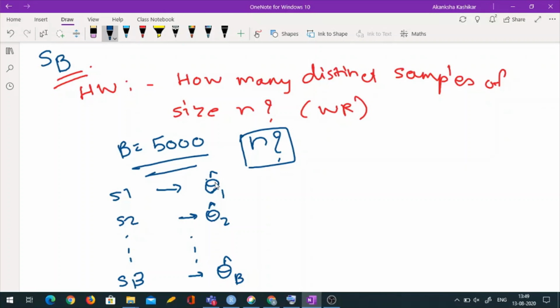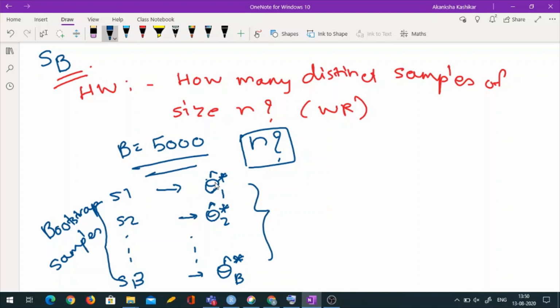So for example, if I am talking about the median of the original sample, if I want to worry about the distribution of the median of the original sample, I will compute the median of this new sample 1, median of sample 2, median of sample B. These are actually known as bootstrap samples. In fact, the convention is to denote these estimators by star, just to indicate that they are bootstrap samples. So theta 1 hat star, theta 2 hat star up to theta B hat star. These are again estimates, but from bootstrap samples.